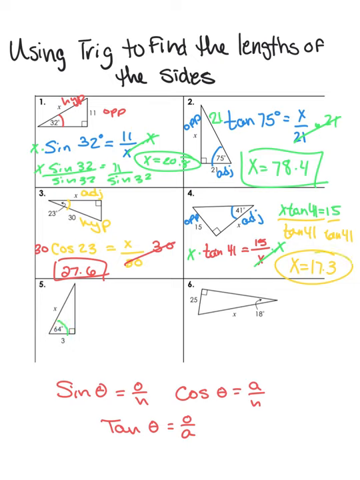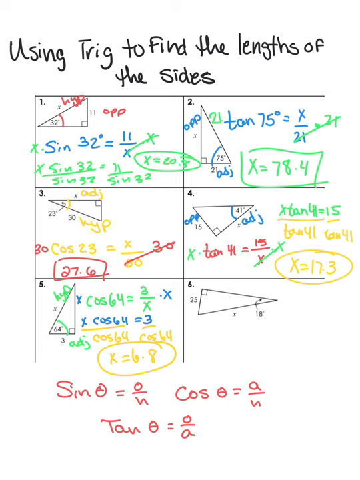For the next one, I'm going to label the triangle based on my 64-degree angle. So 3 is my adjacent, x is my hypotenuse. The trig function that deals with adjacent and hypotenuse is my cosine. So the cosine of 64 is equal to the adjacent over the hypotenuse. Multiply both sides by x. I get x times the cosine of 64 is equal to 3. Divide by the cosine of 64. 3 divided by the cosine of 64 tells me x is equal to 6.8.